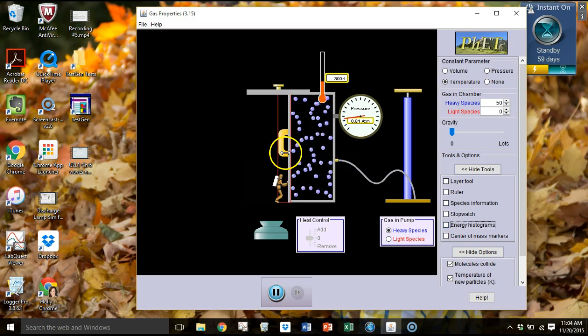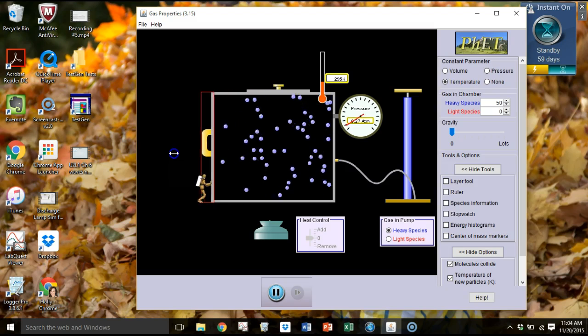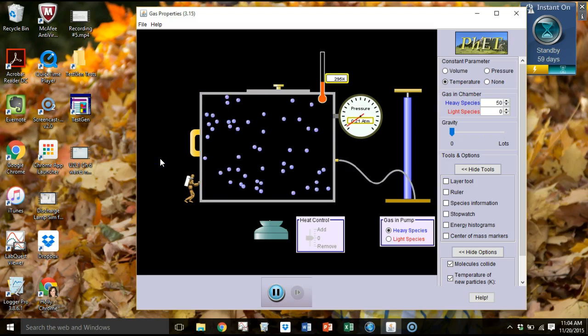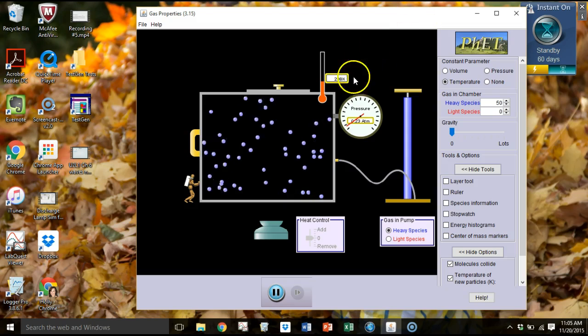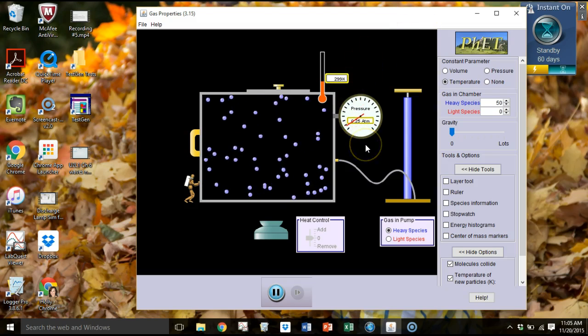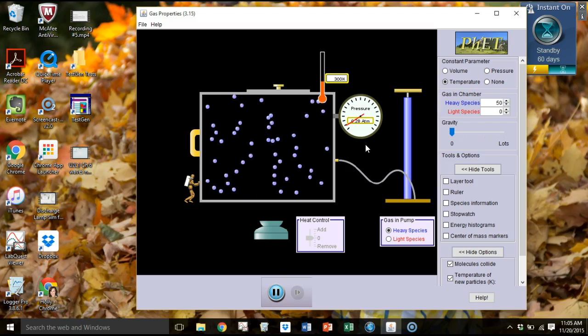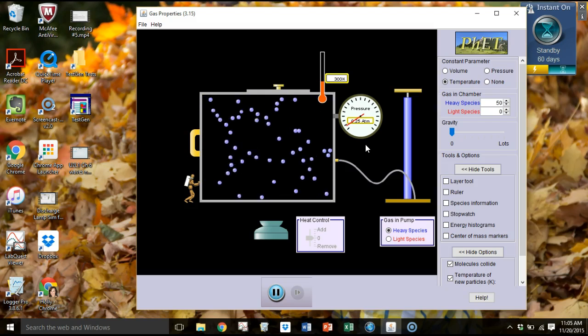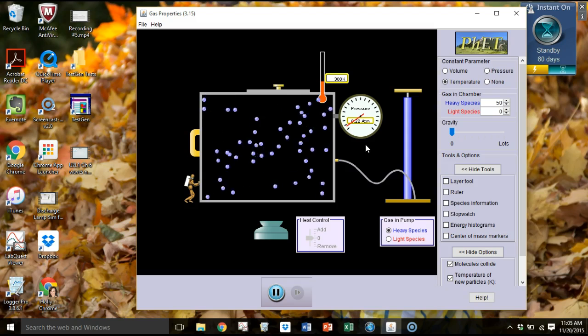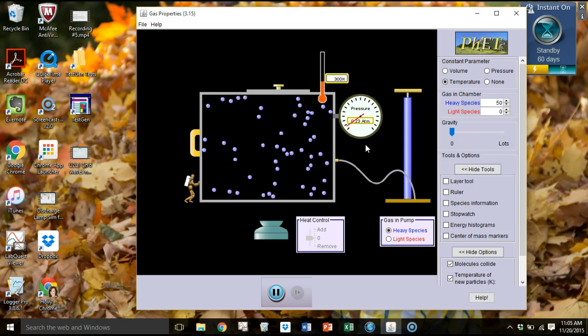And let's expand it back out just so we can see that difference. Again, as the temperature gets back to 300 now, take a look at the pressure. Alright, record your observations and answer the questions. And next we'll move on to Gay-Lussac's law.